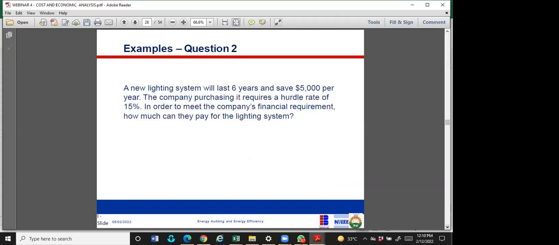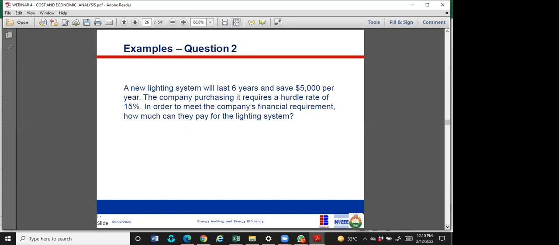So that is that. So let's go to question number 2. A new lighting system will last 6 years and save 5,000 per year. The company purchasing it requires a hurdle rate of 15%. In order to meet the company's financial requirements, how much can they pay for the lighting system?